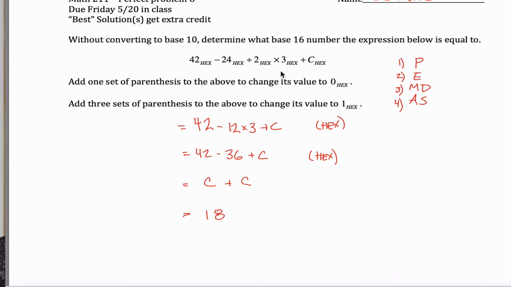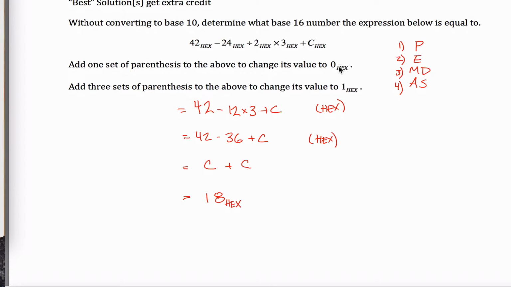So the answer, what is this thing equal to? 1, 8. Not 18, but 1, 8, because we're in hexadecimal. That's the answer. And now what you're supposed to do in part B is add some parentheses to change the value of this thing. What if I wanted this thing to be equal to 0?